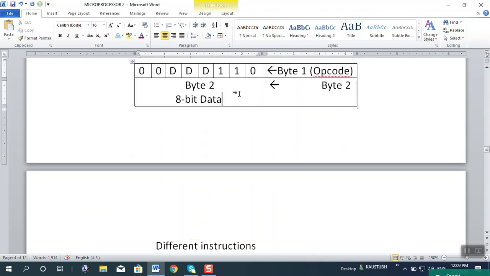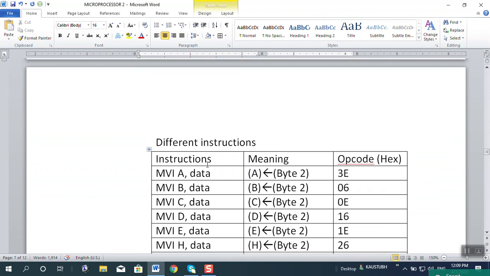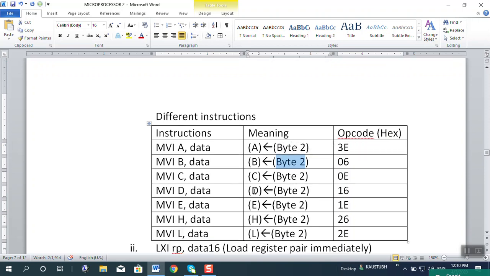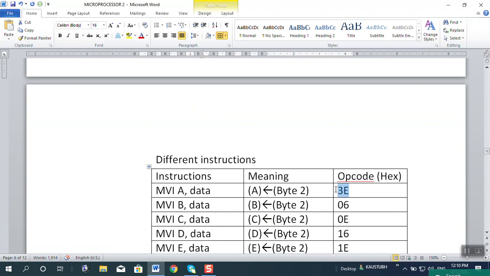Accordingly, the defined instructions are MVI A comma data. MVI A, data means the content of byte 2 of the instruction, that is the 8-bit data, will be copied to A. Similarly, MVI B means the content of byte 2 of the instruction is copied to register B, and so on and so forth. The opcode in case of A is 00111110. So 0011 means it is 3, and 1110 is E. So the opcode is 3E.